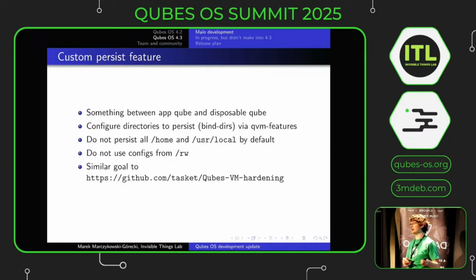Previously it required quite a bit of changes, and there is a project that implements some of that with Qubes VM hardening. It did a lot of stuff to undo a lot of Qubes startup things that were using this /rw, running some config, startup scripts, etc.